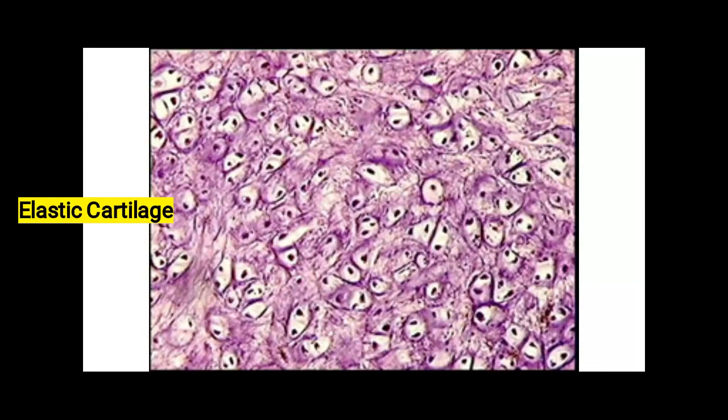This is elastic cartilage. You can see the matrix looks like it has some purple lines running through it, and that's because it has elastic fibers in the matrix. So this is elastic cartilage. Last one is fibrocartilage. Fibrocartilage is unique because when it is stained, it is always blue. So that's a way to determine what is fibrocartilage.